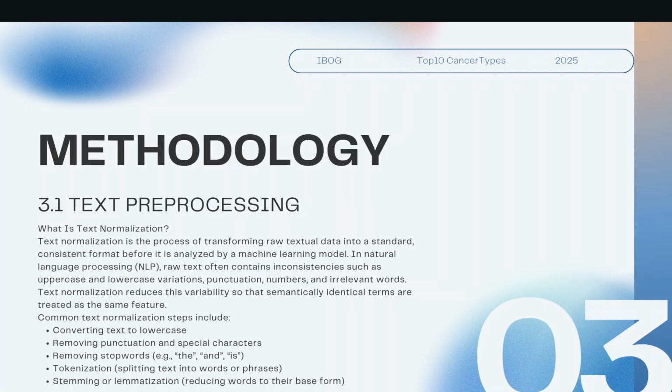So the common text normalization steps include converting text to lowercase, removing punctuation and special characters, removing stop words such as the, and, or, is, tokenization, splitting text into words or phrases, and stemming or lemmatization, reducing words to their base form.